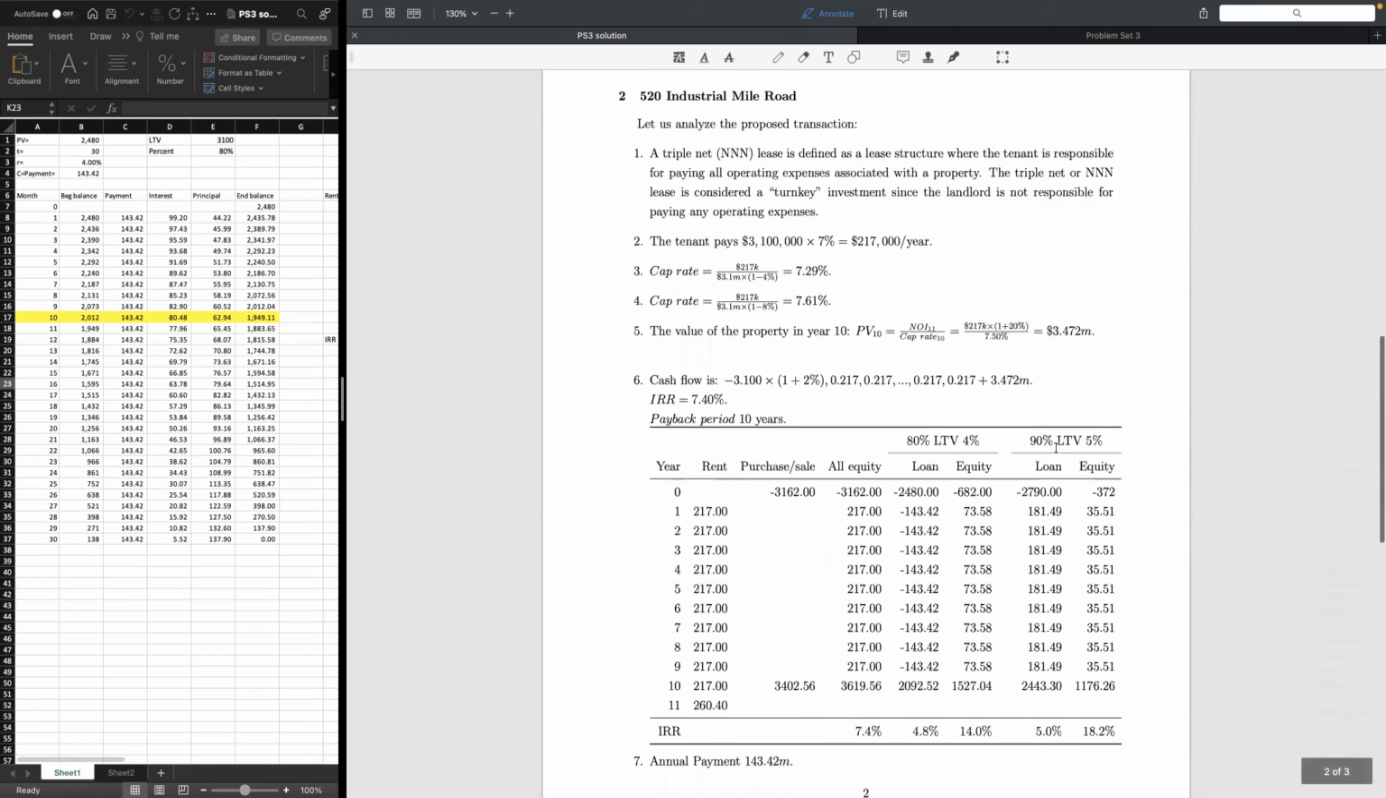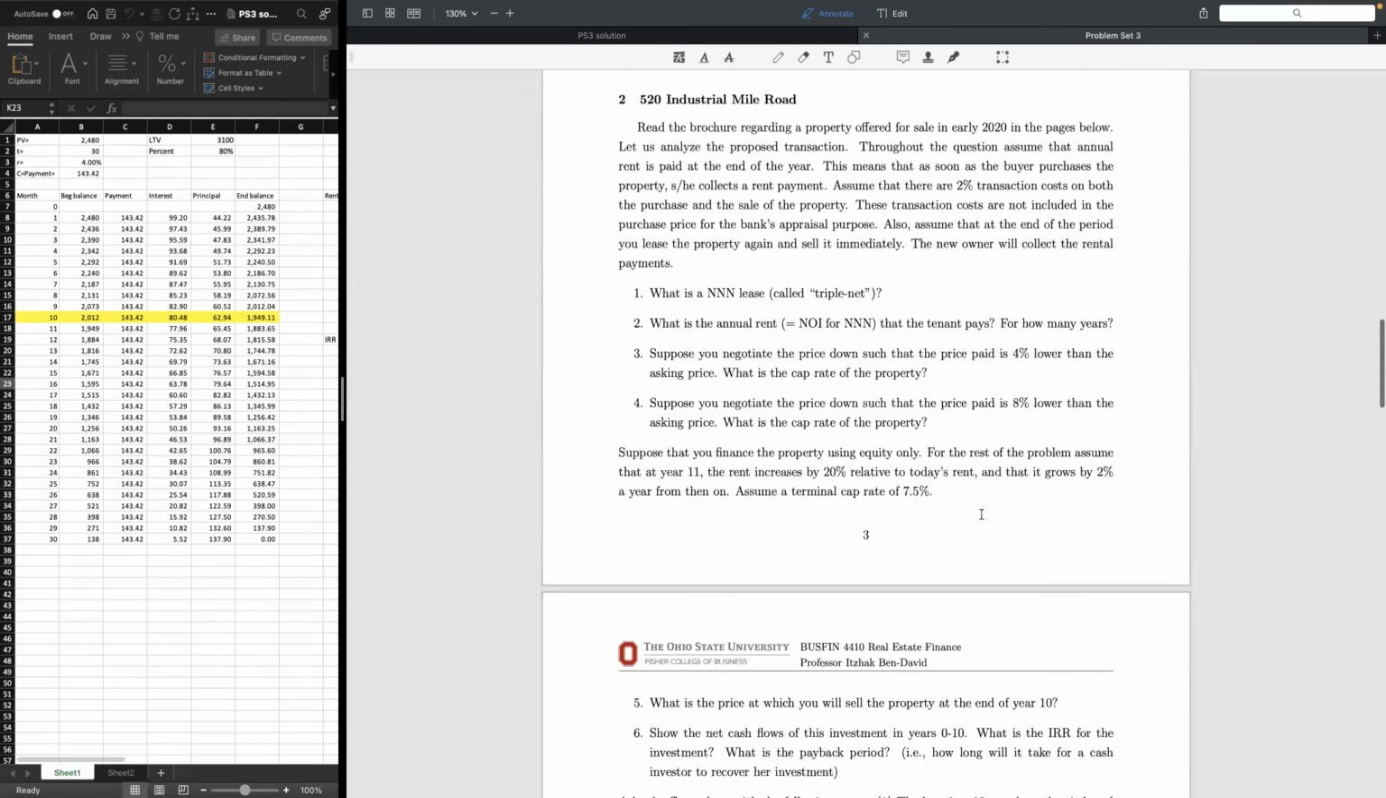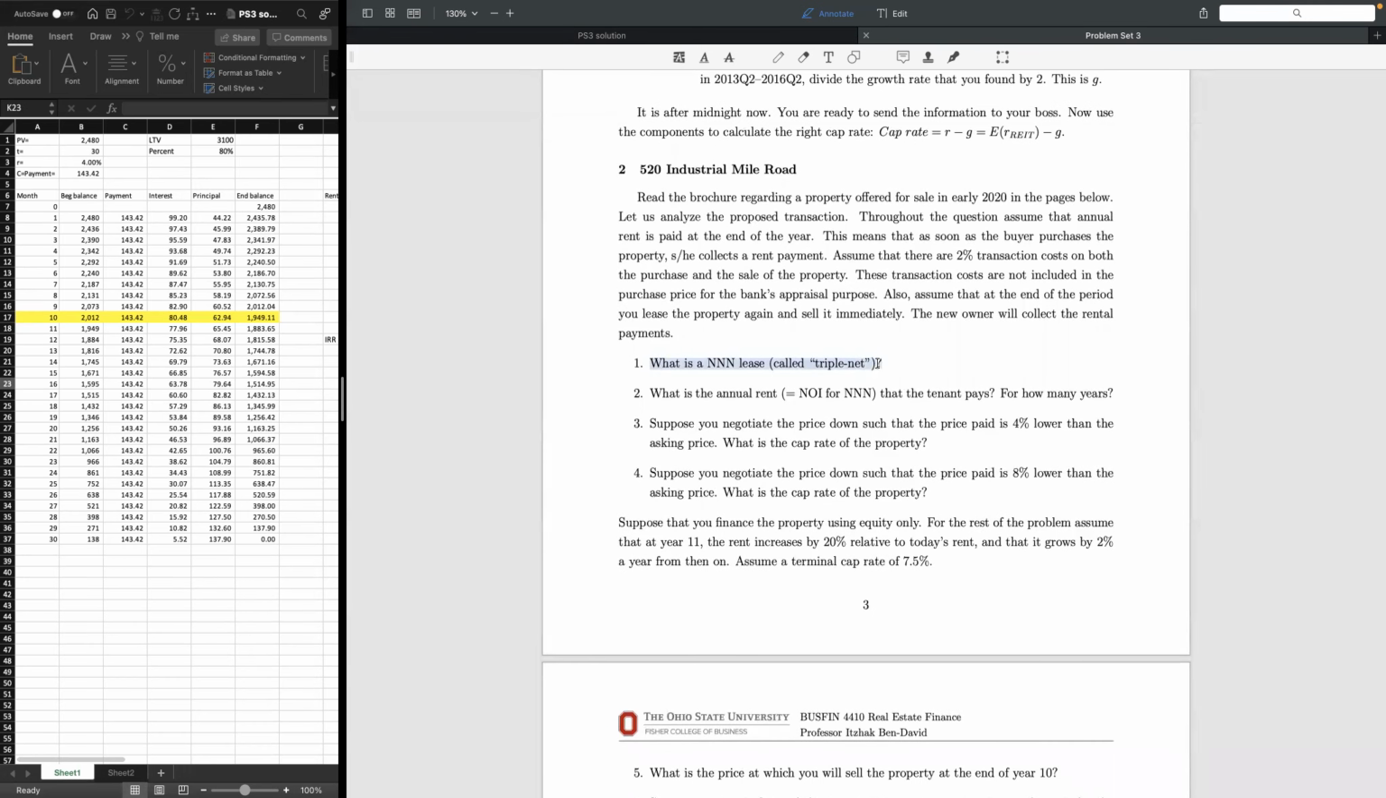Then let's go to the second question. What is an NN lease? So we also covered it in our guest speak. And it basically means the tenant will take care of all the expenses that occur.